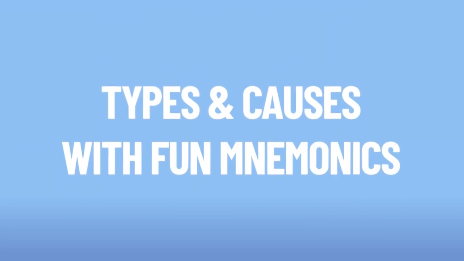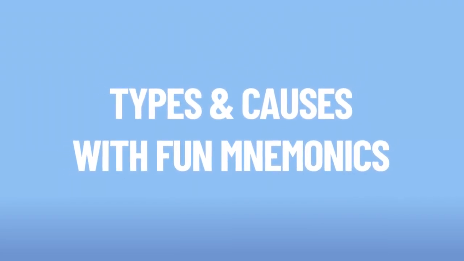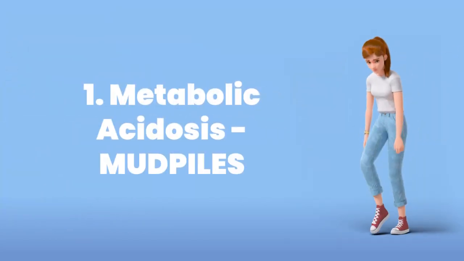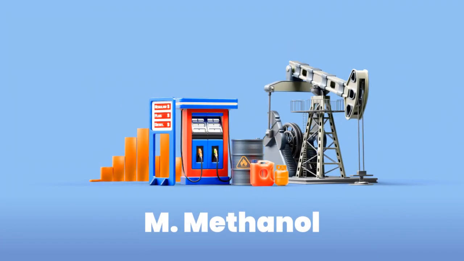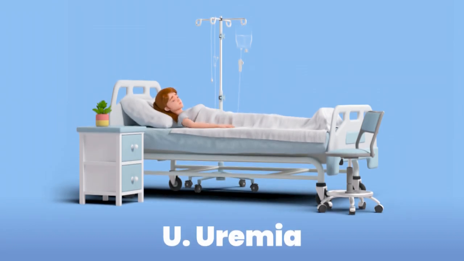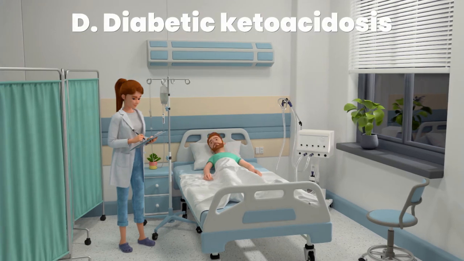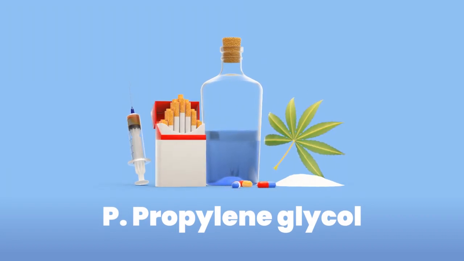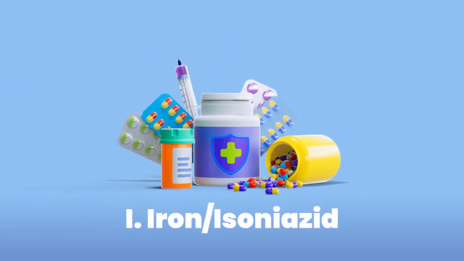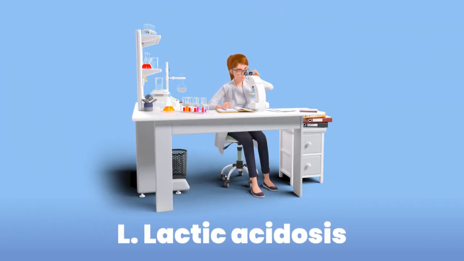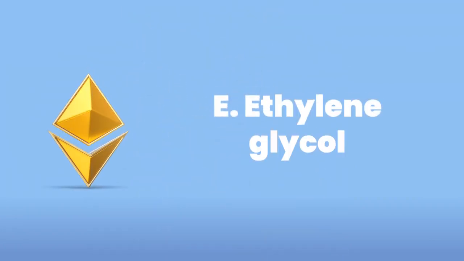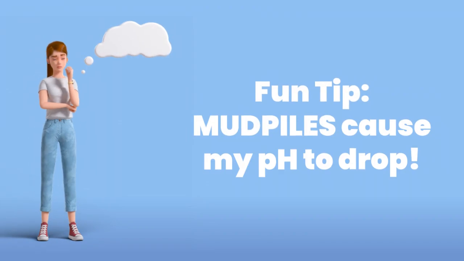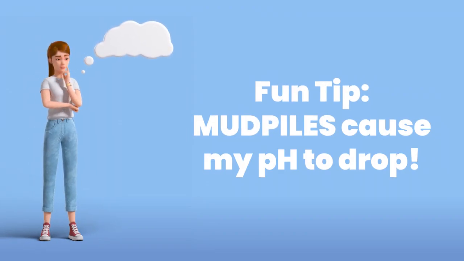Section 2. Types and causes with fun mnemonics. A. Acidosis. 1. Metabolic acidosis, MUDPILES. Uremia, renal failure. Diabetic ketoacidosis. Propylene glycol. Iron, isoniazid, acidosis. Ethylene glycol. Salicylates. Fun tip: say it out loud. MUDPILES cause my pH to drop.